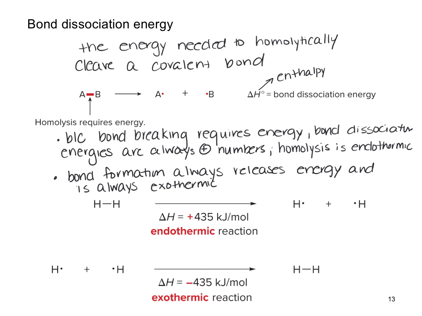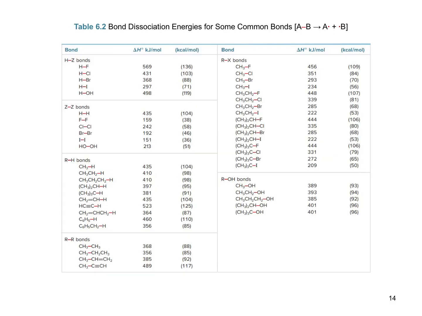Now, there's a table in your book that has the common bond enthalpies. Do not memorize these numbers. If you have to use this on a test or an activity, you can look it up in the book, or I will give it to you. Like if it's on a test, I will give you the numbers. But here are some bond dissociation energies for just common bonds.